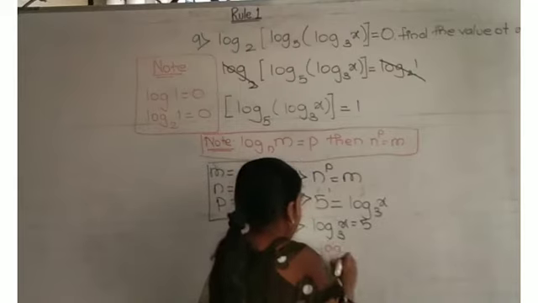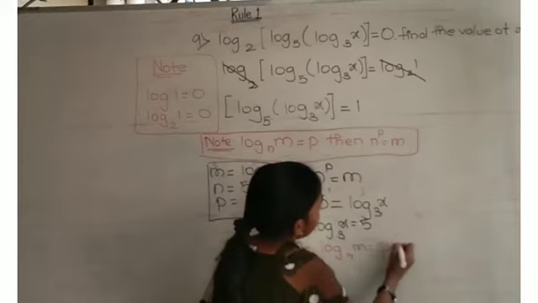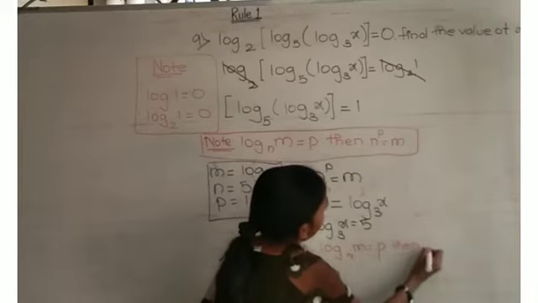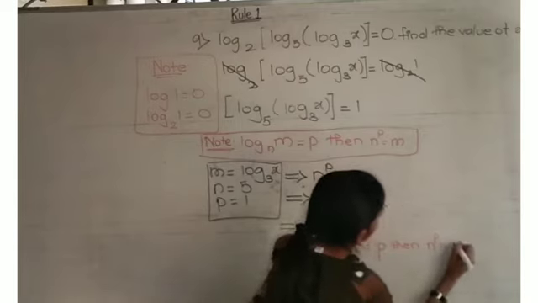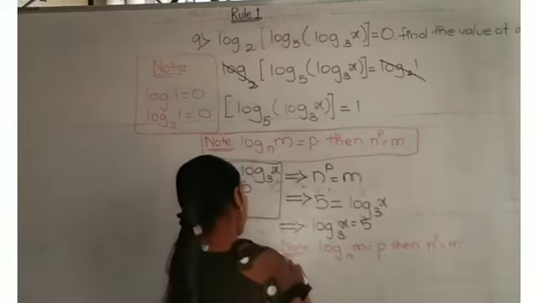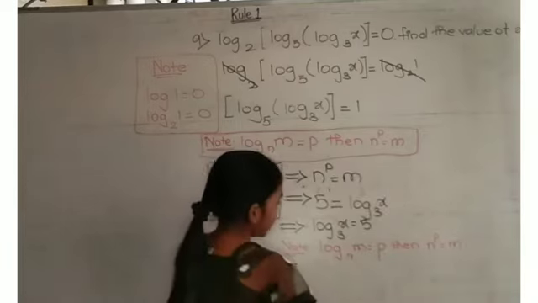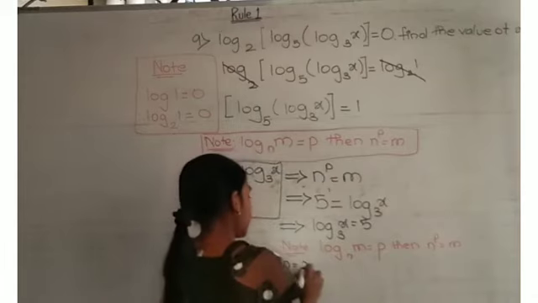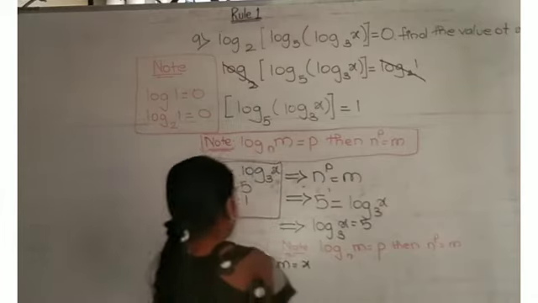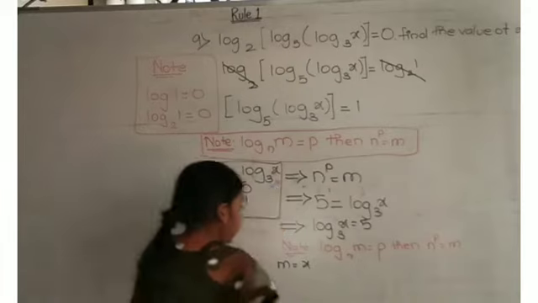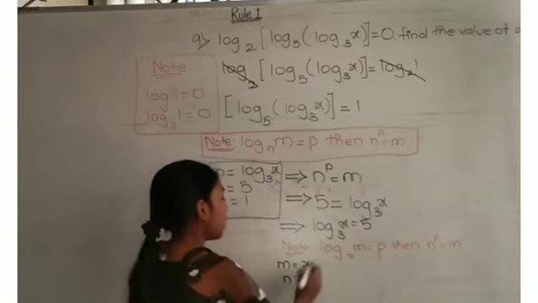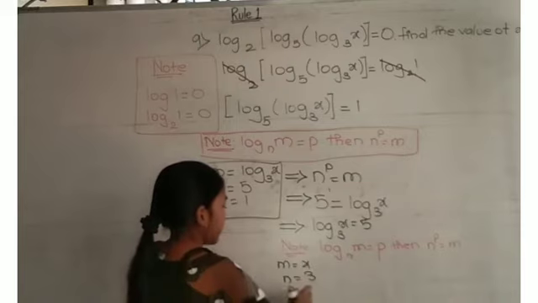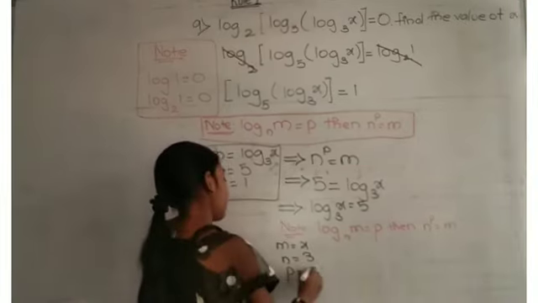Note again, I am going to use a formula here. The formula is log m to the base n is equal to p, then n raised to p is equal to m. Here m is equal to x, n is equal to 3 and p is equal to 5.